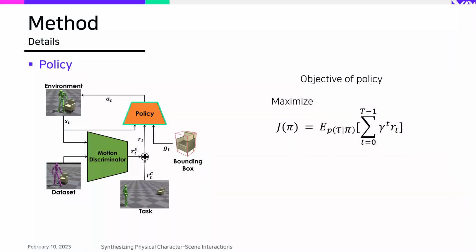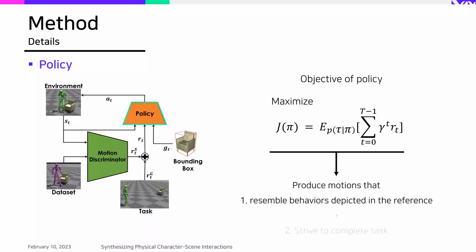The second component, the policy, serves as the generator in a GAN, and its objective is to maximize the discounted reward shown in the slide. By maximizing the equation, the policy tries to produce motion that resembles behaviors depicted in the reference, while also completing the given tasks. And I'll introduce the reward function used in these equations.